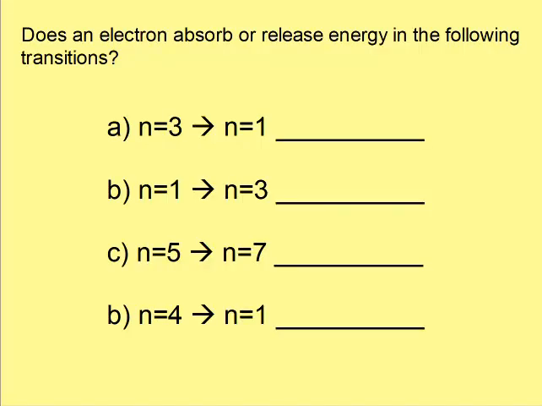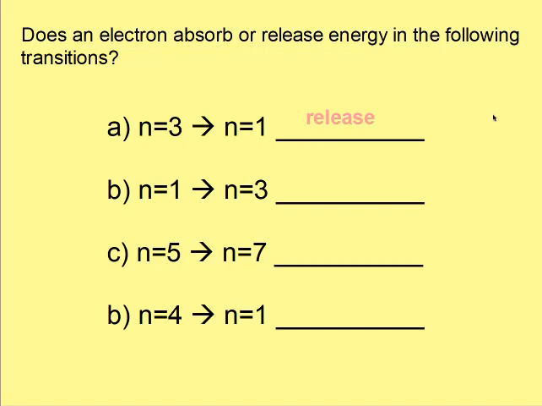Some simpler questions that you could be asked is just which of these involves an electron needing to absorb energy and which ones release energy. So looking at that first one, we're going from the third energy level to the first energy level. So it's going towards the nucleus, which means it's going to want to go towards the nucleus because that nucleus is positive. Therefore, it's going to release energy.